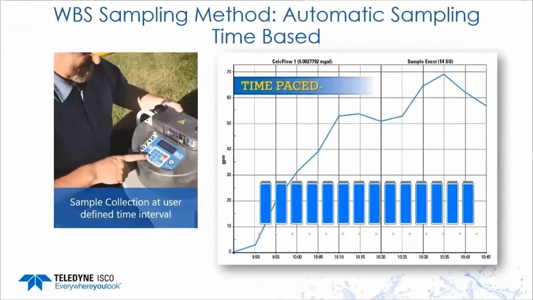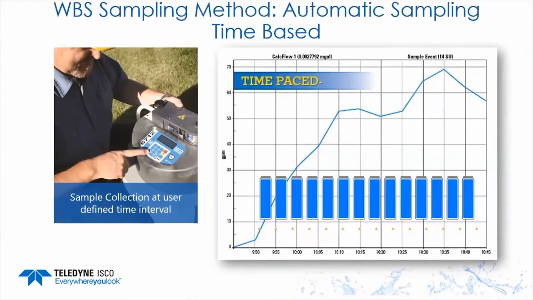There are a number of ways to collect a composite sample, all very easily programmed into the sampler controller. The first and most commonly used is the time-based fixed sample volume method. With this method, a fixed sample volume is collected at a user-defined time interval. Typically, every 15 minutes over a 24-hour period of time is the interval selected.